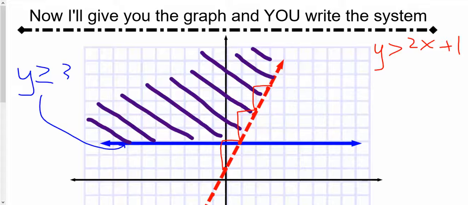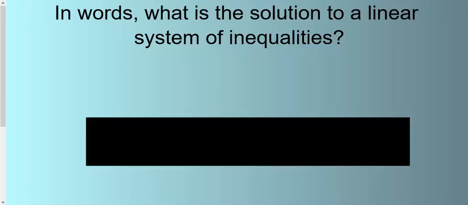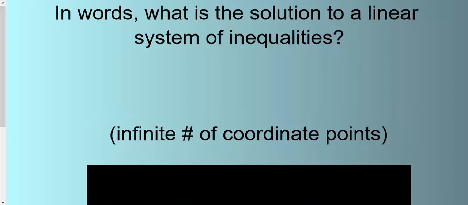So you'll see that in your homework. You got to work backwards and write the equations. So in other words, what is the solution to a system of linear inequalities? It's simply an infinite number of coordinate points. It's a bunch of points, and that's what this shaded region is all about.